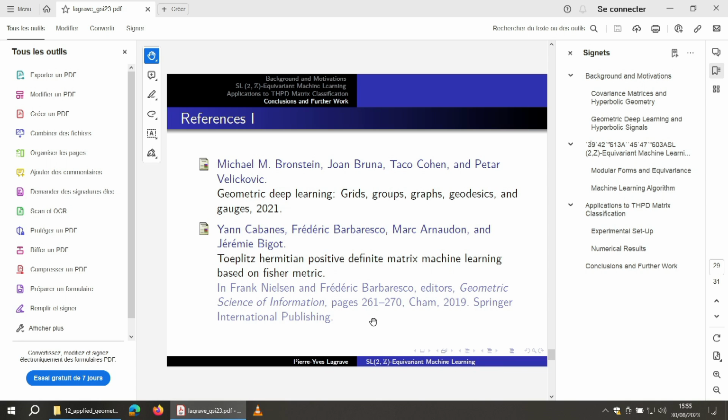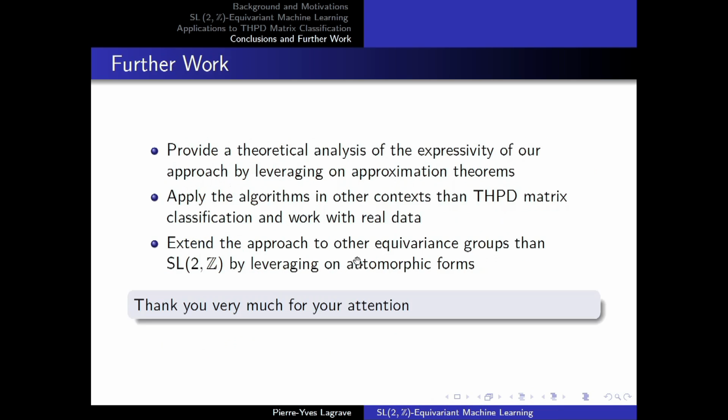So I've got a question. You fix the weight of your modular form that you use in the representation in advance, right? Yes, it is fixed. And how do you know how to fix K? We consider it as a hyperparameter. We tried several things, so it's a bit tricky because let me go back to.